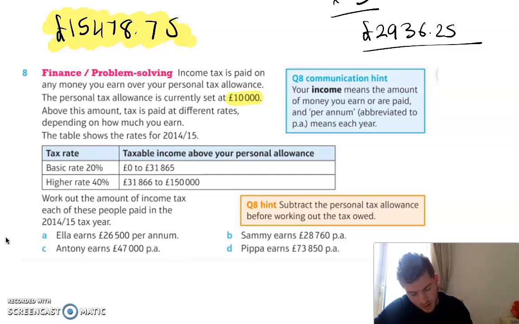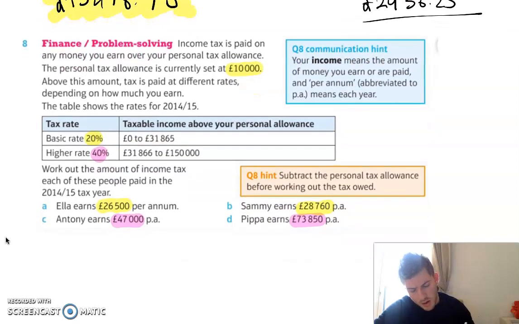So, okay, if you earn 26,500, you're paying 20% tax. And then if you earn 4,700, you're going to pay 40% tax. Sammy here, 28,700 will pay 20% tax, and Pippa will pay 40% tax. So work out the amount of income tax each of these people paid in this tax year. So what are you going to do? Question A.